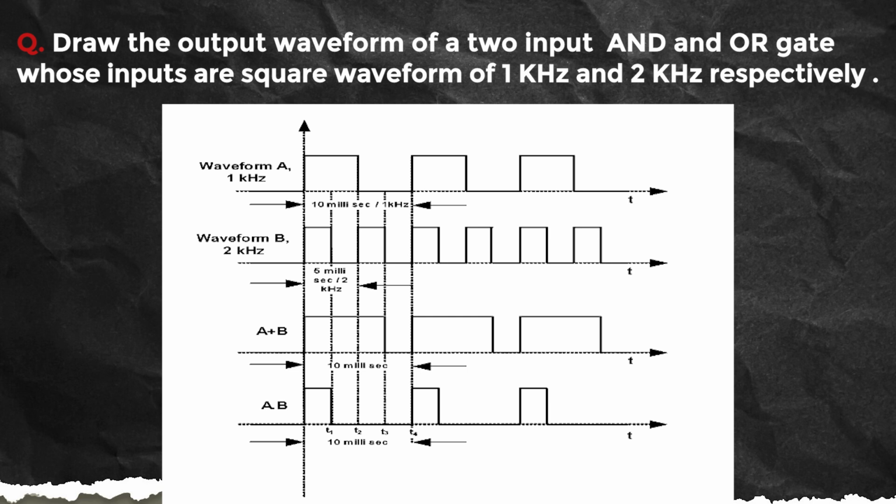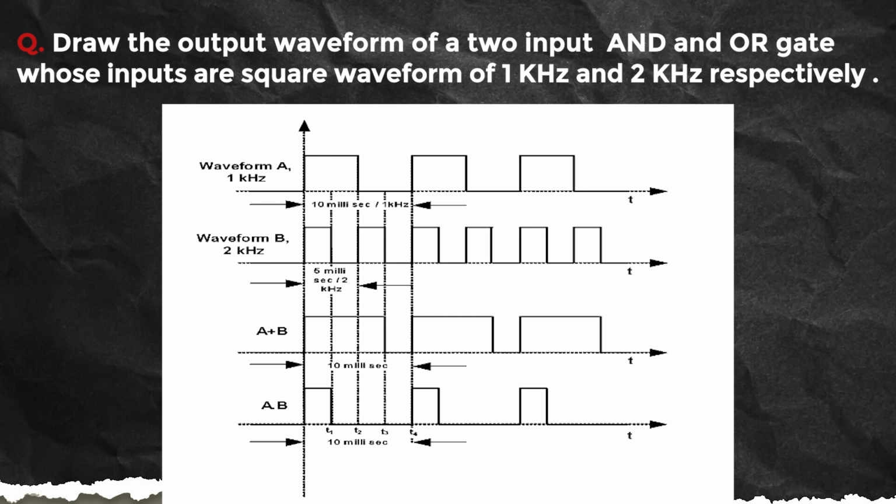Therefore 0 plus 0, the output will be 0. So you can see that for the waveform of A, from 0 to T3 the output is high, and from T3 to T4 the output is low. The same waveforms, A and B, are now fed to an AND gate.